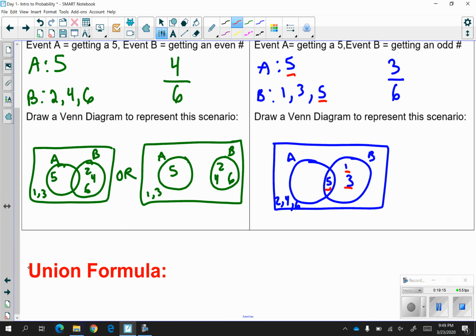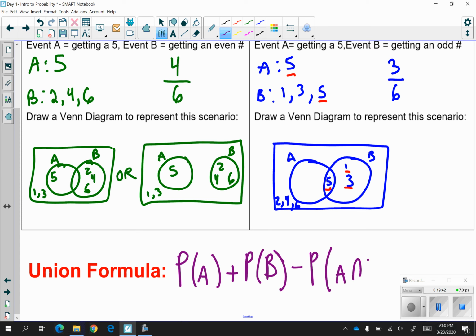So this brings us to our union formula, which is the probability of A plus the probability of B. That just means what's the probability of getting the first one, what's the probability of getting the other one, minus the probability of A and B. Remember, that symbol stands for your overlap, or the and, or the intersection. So you do have to remember this formula. It is not on your reference sheet.